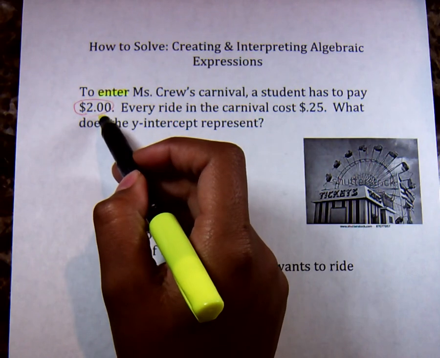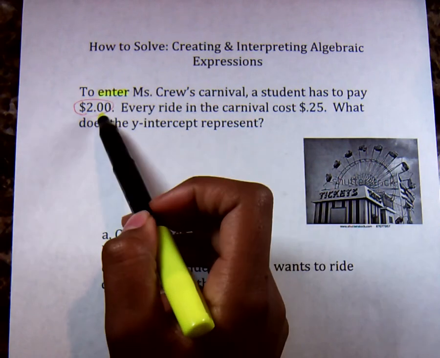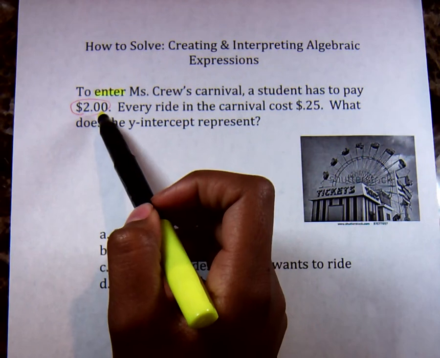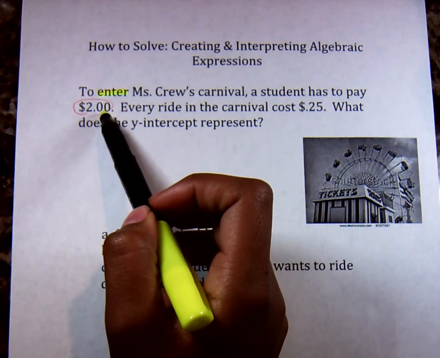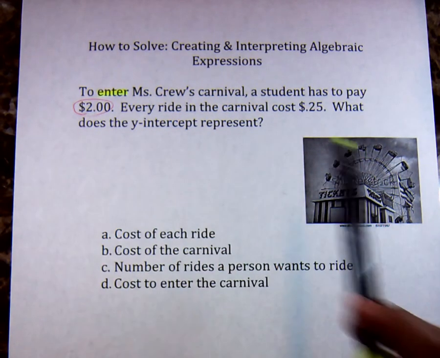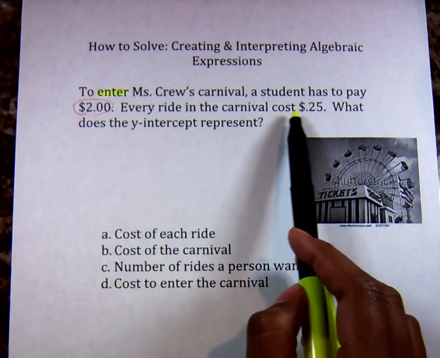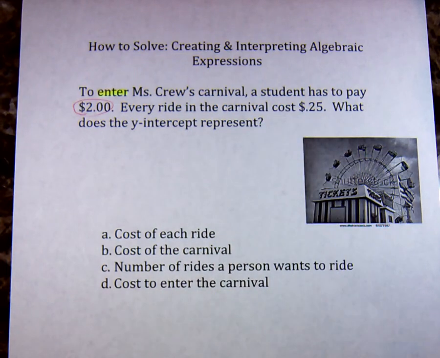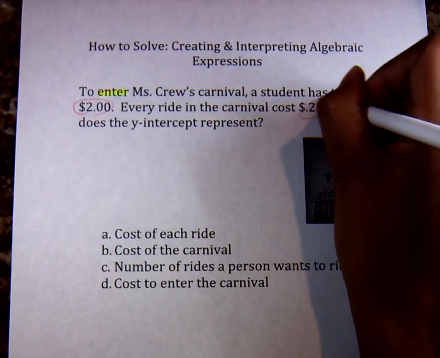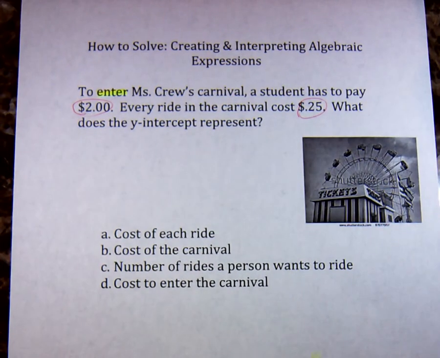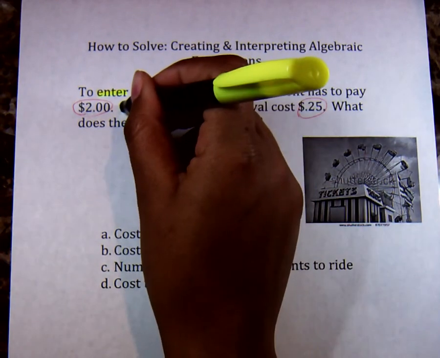that is what I'm going to have to pay. I don't have to ride any rides, I don't have to buy anything at the carnival, but I know I have to be ready to pay $2. Now it says every ride in the carnival costs 25 cents. I'm going to circle 25 cents and I'm going to highlight every.